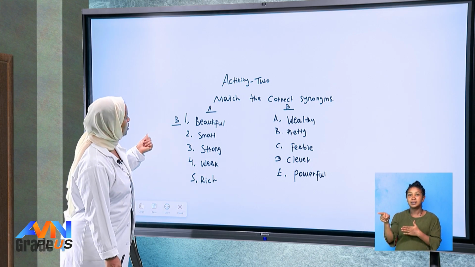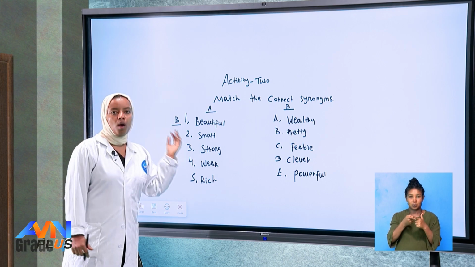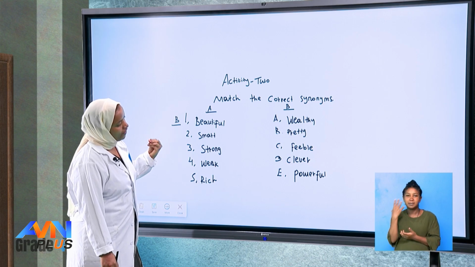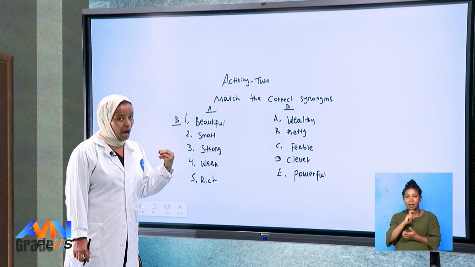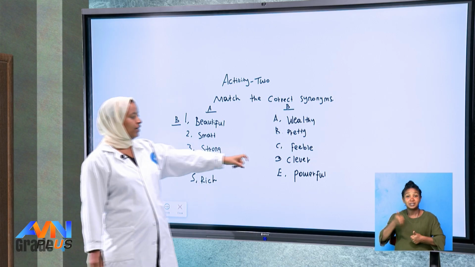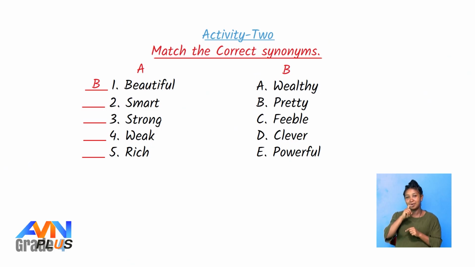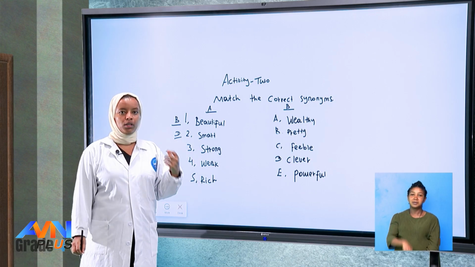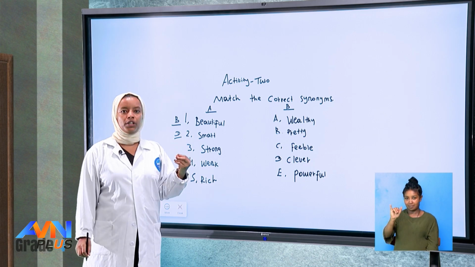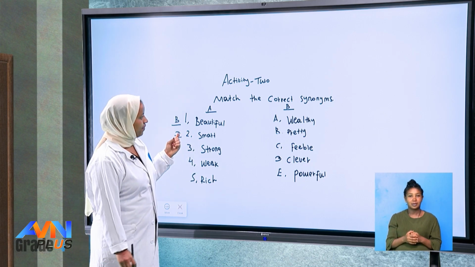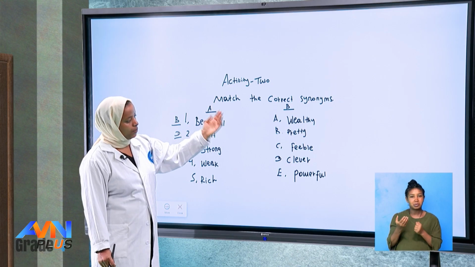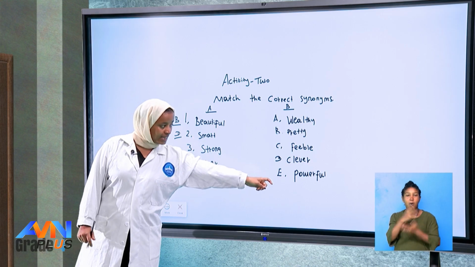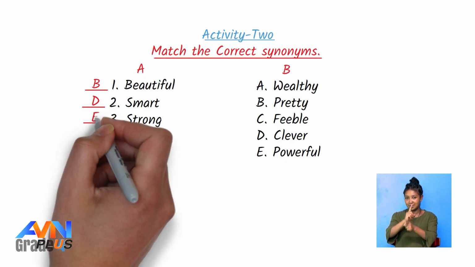Here is question number 2, smart. The choices are wealthy, pretty, feeble, clever, and powerful. So let us choose the word clever. Smart, clever. Here is strong. The choices are wealthy, pretty, feeble, clever, and powerful. The correct answer is E.